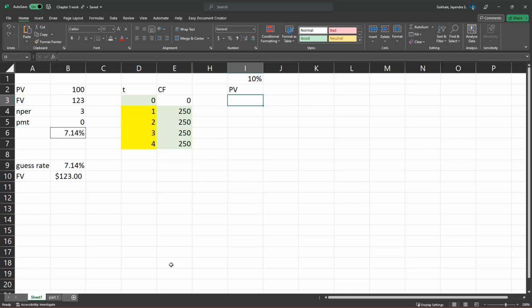The present value of $0 available today is $0. So to bring it back to present, we divide it by 1 plus the rate to the power of 0. Then E4 divided by 1 plus the rate to the power of 1.